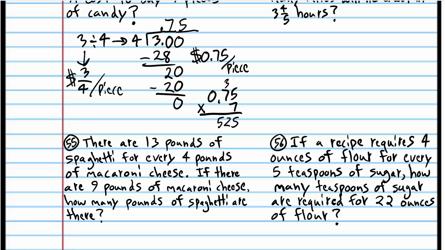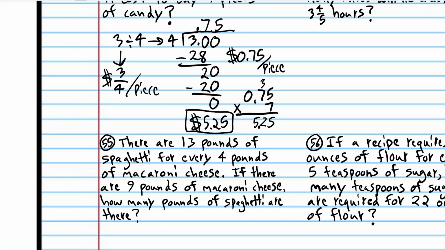Then we count the number of digits to the right of the decimal in this number. And we count the number of digits to the right of the decimal in this number. And we can see we have 2, 7, and 5, but we have none down here. So that's a total of 2 digits to the right of the decimal. So we always start here and we count over 1, 2, and we have 5.25. So 7 pieces of candy would cost $5.25.